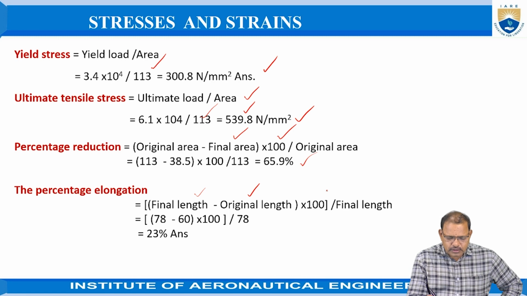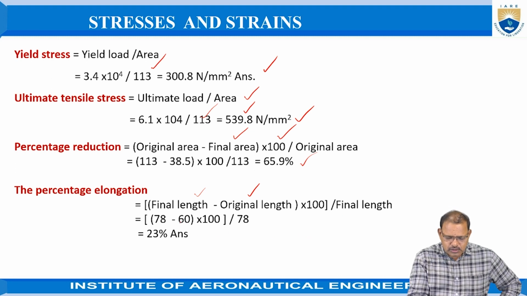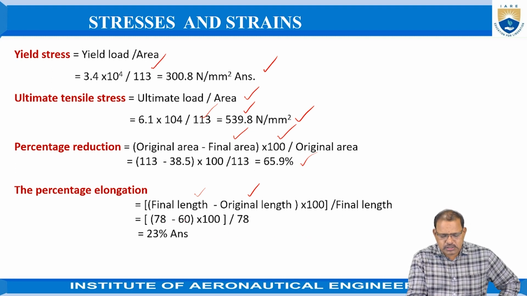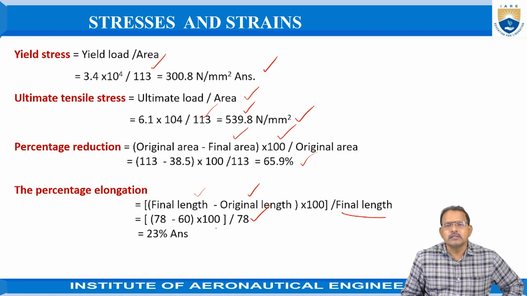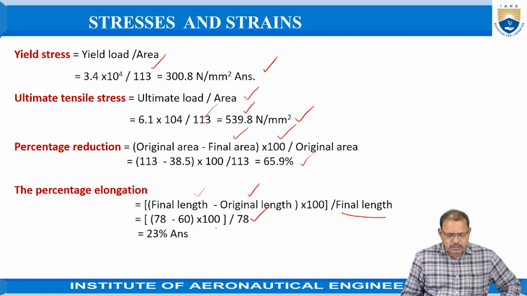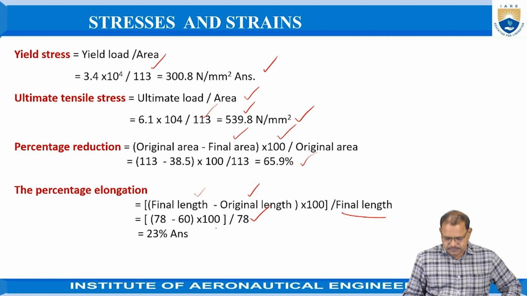It is now expressed in terms of 100. So here the final length is 78, the initial length is 68, divided by the final length 78, times 100. So it is equal to 23% now. If the percentage of elongation is more than 5%, then generally that material is treated as a ductile material. If the percentage of elongation is less than 5%, it is known as a brittle material.